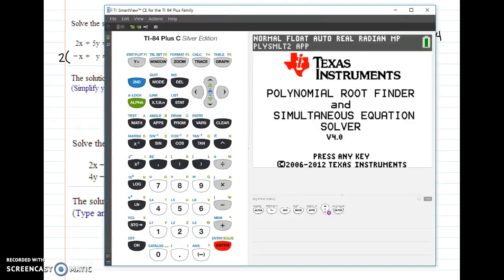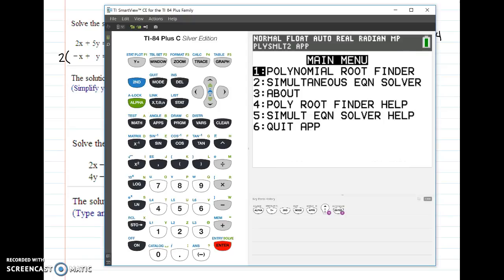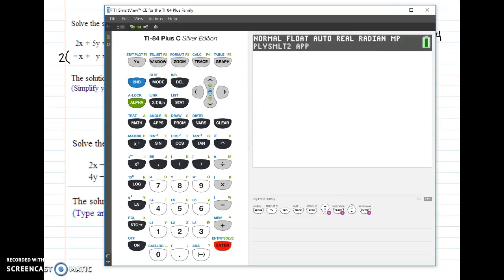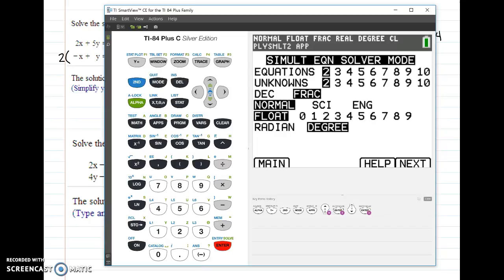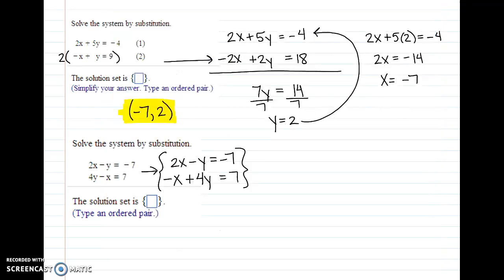So you'll pull up PolySmelt, which looks like this. And instead of root finder, which is what we have used, now we want simultaneous equation solver, so the second thing. And it's going to ask you how many equations do you have and how many unknowns. I have 2 equations, right?